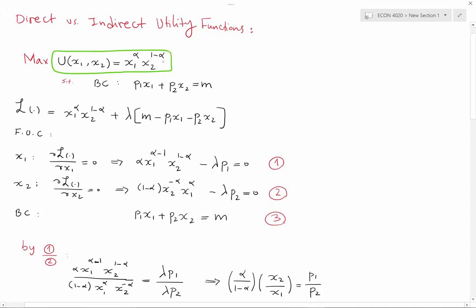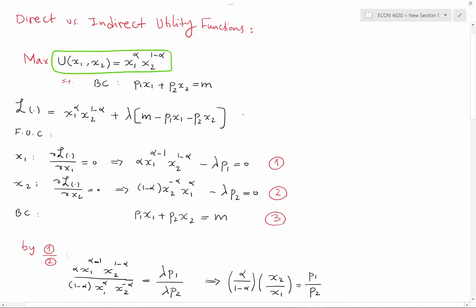This utility function is called direct because the value of utility here is a direct function of the amount of good 1 and good 2. So to derive the indirect utility function, at the first step we need to find the optimal value of x1 and x2. To do so, we maximize this utility function subject to the budget constraint.